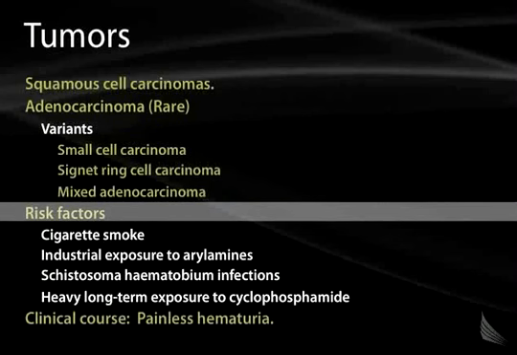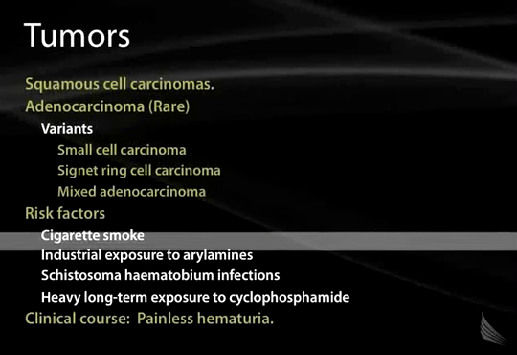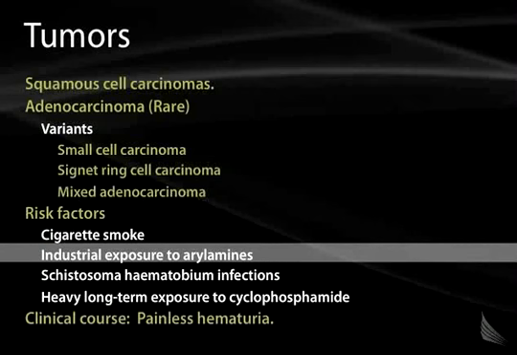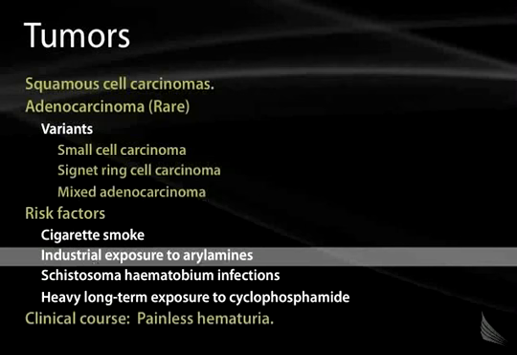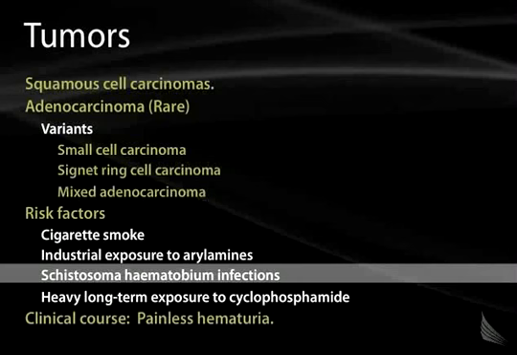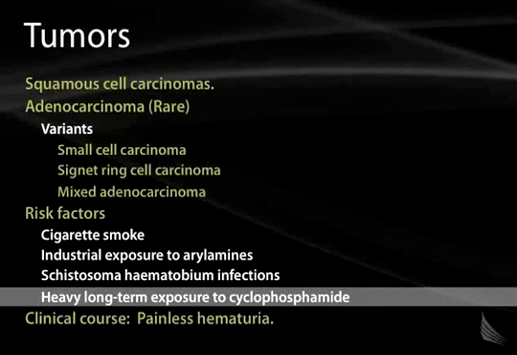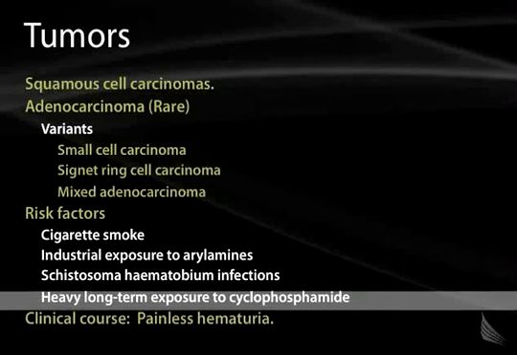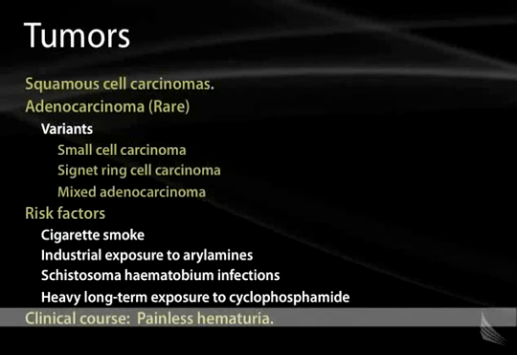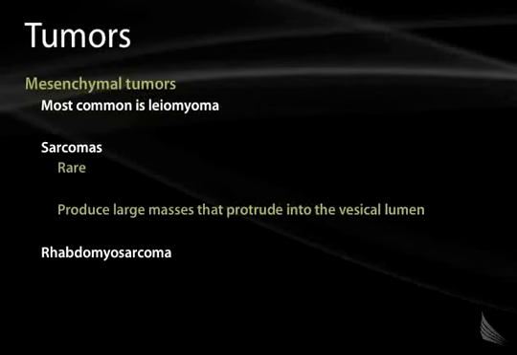So think about patients who have an extensive smoking history or have worked in an industry where they were exposed to chemicals such as arylamines. Also think about squamous cell carcinomas in regions of the world where exposure to parasites such as Schistosoma haematobium is commonplace. And finally, think about patients who've had long-term exposure to cyclophosphamide. Again, the clinical presentation here will be similar to what one might see with transitional cell carcinoma: painless hematuria. That concludes tumors that affect the mucosal surface of the bladder.